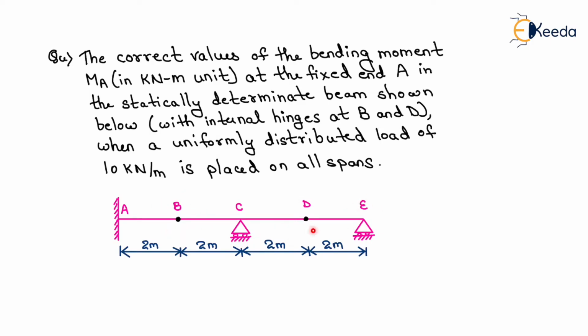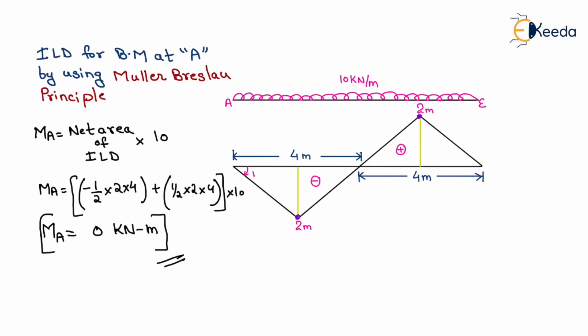at B and D. Now to find the moment at A, we need to plot the influence line diagram for bending moment at A by using the Muller-Breslau principle. According to the Muller-Breslau principle, for plotting the influence line diagram, we need to displace this portion by unit rotation. Now due to internal hinges present at B and D, the deflected shape will be like this.